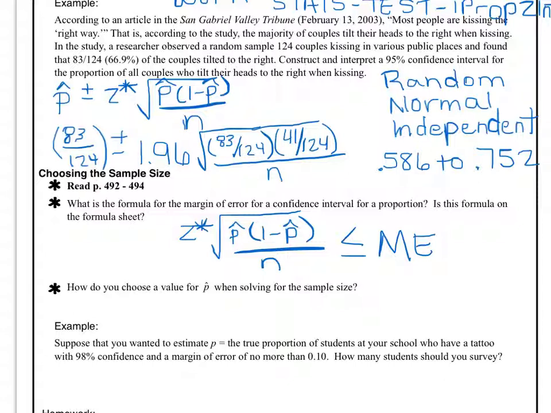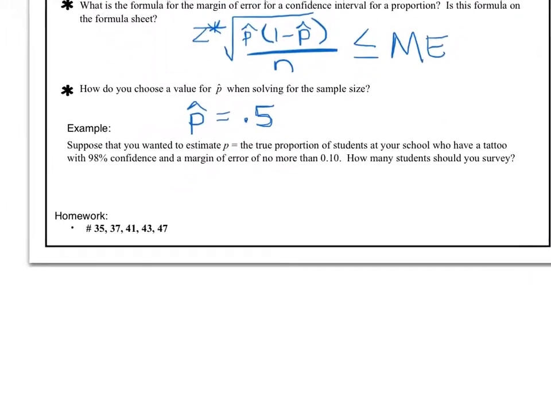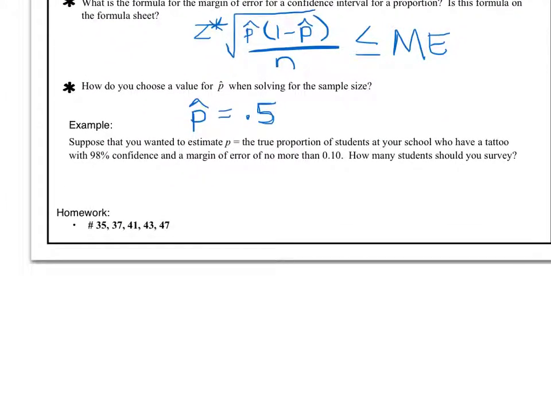Well, the value for p hat that you always should pick whenever you're doing this is 0.5. If your proportion is 50% or 0.5, then when I multiply p times 1 minus p, I'm going to get 0.25, which is the largest possible value. 0.5 is always what you should pick if you are doing this process. So let's look at this example.